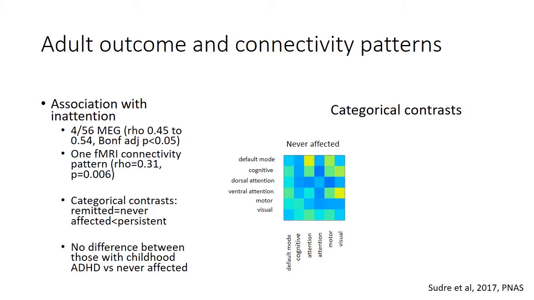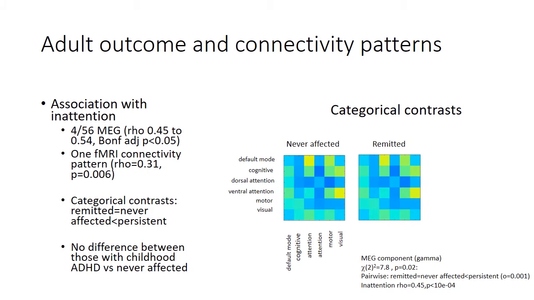And here I show that there were connectivity associations that emerged primarily between adult inattention and the expression of 4 of the MEG connectivity patterns and 1 of the fMRI connectivity patterns. And here you see one of the connectivity patterns that was associated with adult inattention. This one was in MEG, this is in the gamma band. Details don't matter, but it's a heat map that just shows how strongly connected the different networks of the brain are to each other, how strongly they're talking to one another.